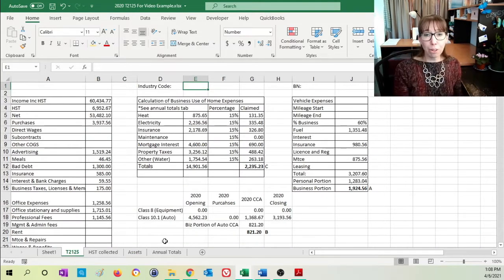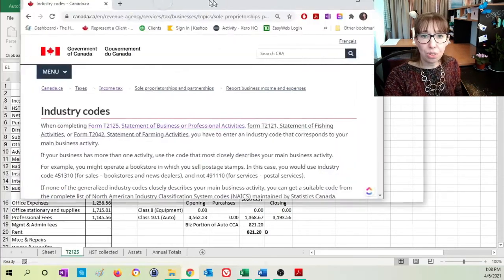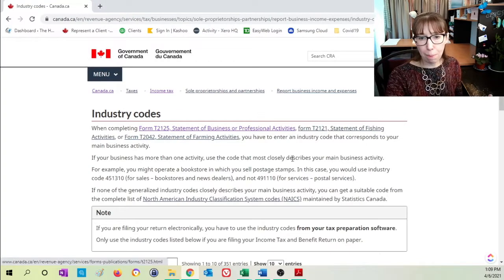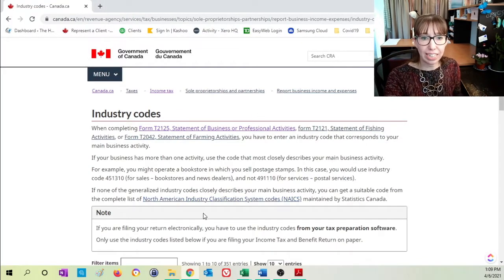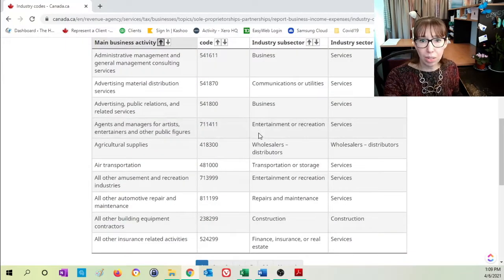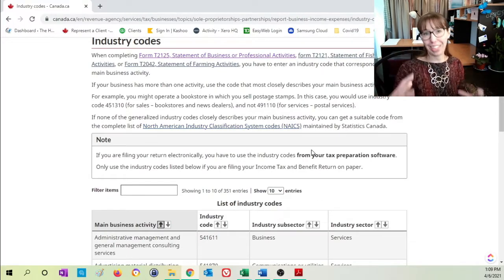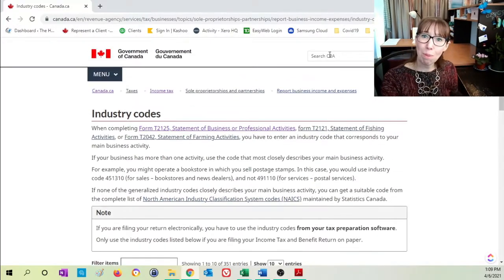So the last part of this T2125 spreadsheet is the industry code. And I'm going to link to this website right here. It's a webpage from CRA that talks about the North American Industry Classification System codes. That's what they use. They do list some of the generic ones here, but you can click on this link and drill down to your specific industry code from this website.